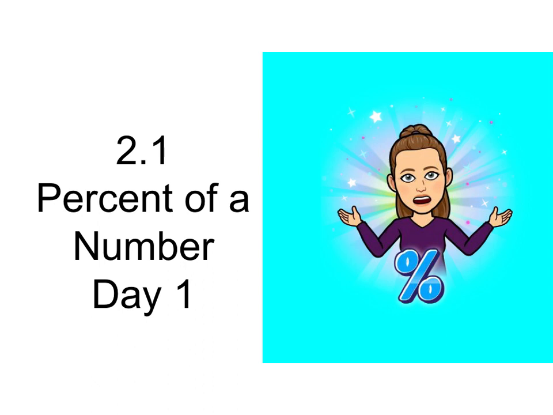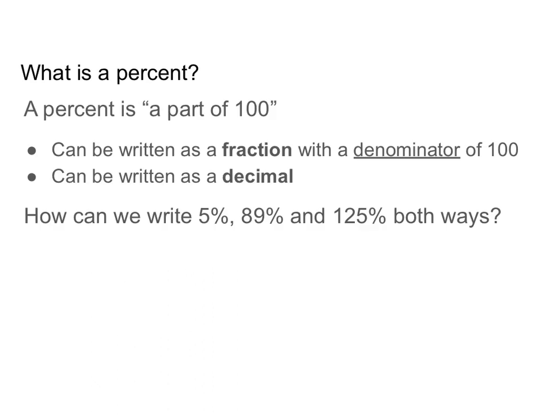So percent of a number, this is day 1. So let's get started. So what is a percent? So a percent is a part of 100. It can be written as a fraction with a denominator of 100, or it can be written as a decimal. So how can we write 5%, 89%, and 125% both ways?